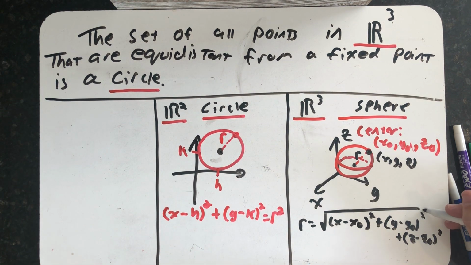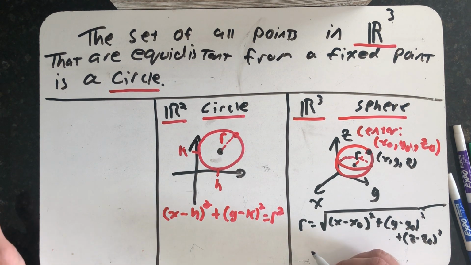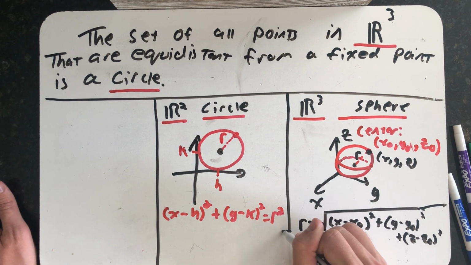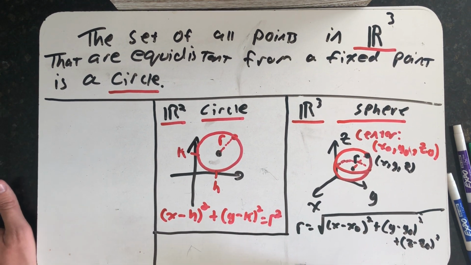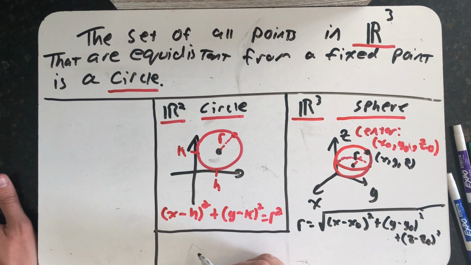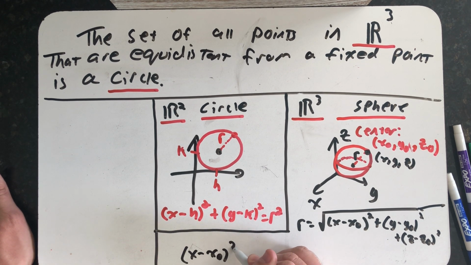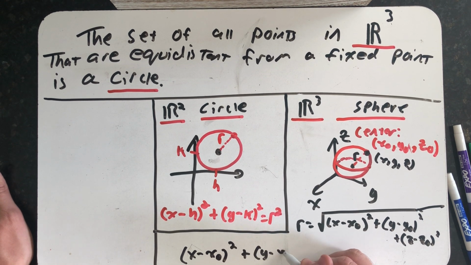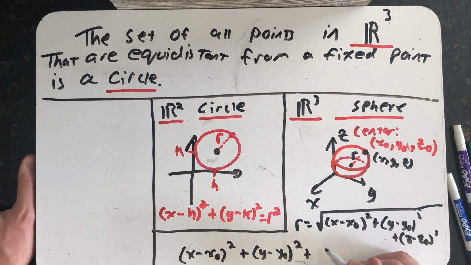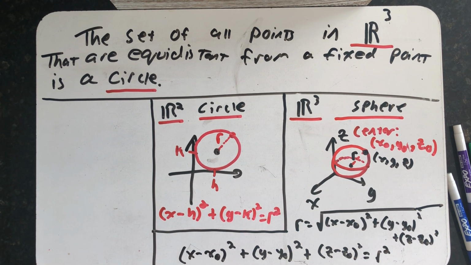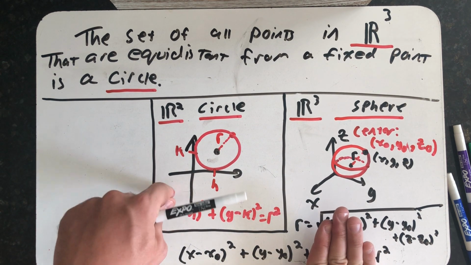Please pretend that's still under my square root symbol. I kind of ran out of room. And so now I could imagine just squaring both sides of that equation, and I get what we'll know as the standard equation of a sphere centered at x naught, y naught, z naught with a radius of r. So I get x minus x naught squared plus y minus y naught squared plus z minus z naught squared equals r squared. And again, if I cover up the z part, I have the equation of a circle.